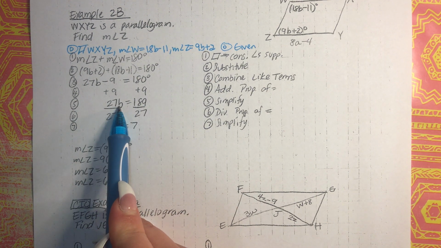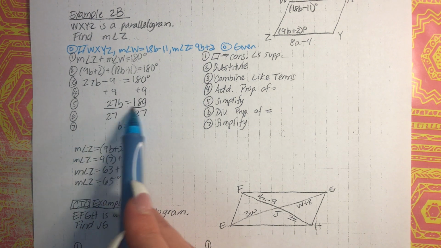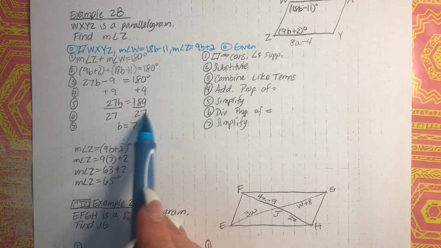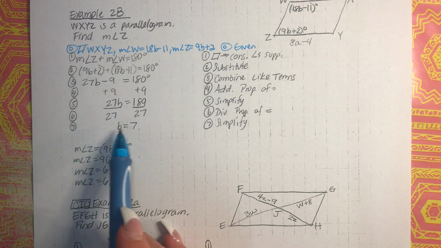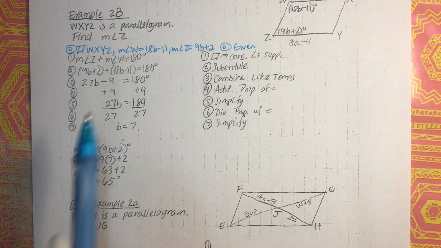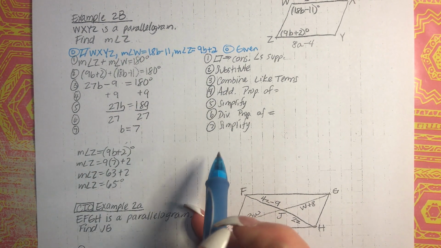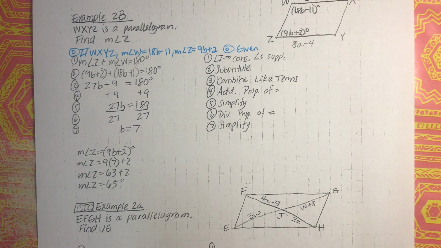Then we're going to get b by itself, right? That's 27 times b, so we have to do the inverse operation of multiplication, which is division. So division property of equality, divide both sides by 27. And 189 divided by 27 is actually equal to 7. So we know that b is equal to 7, right? Simplifying.